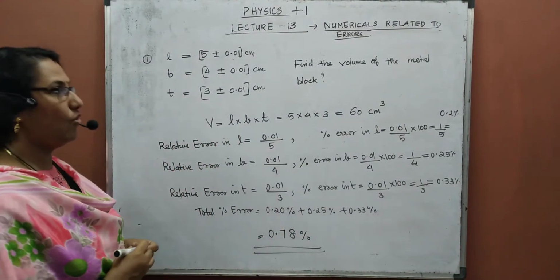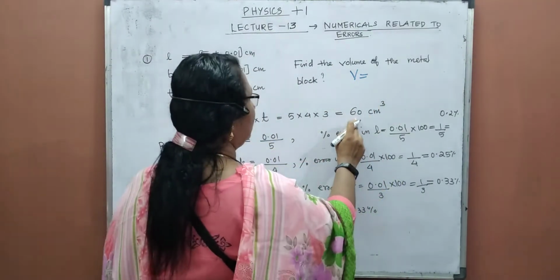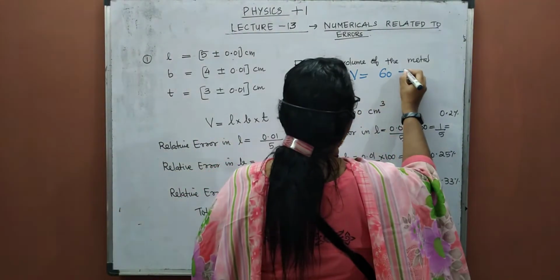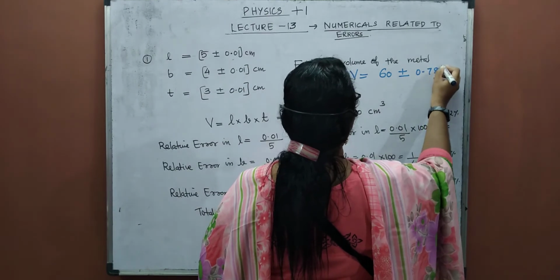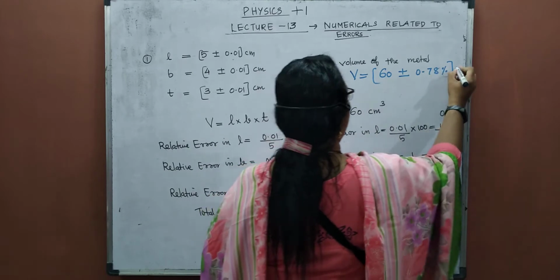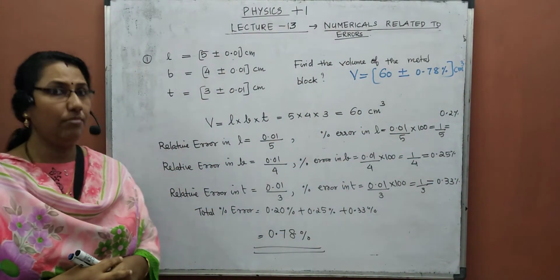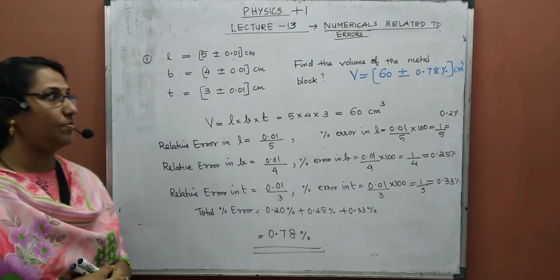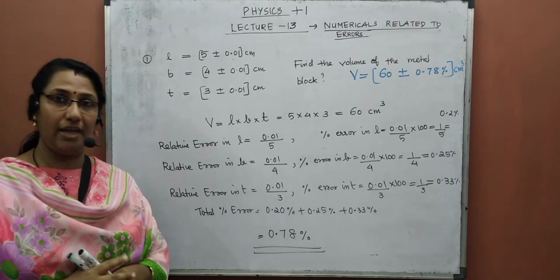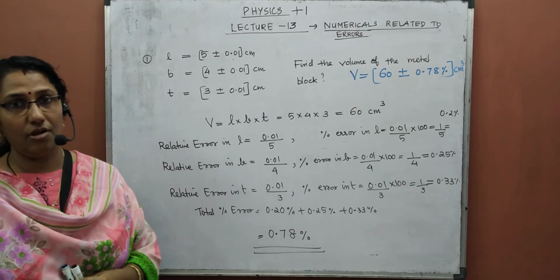So how to take the volume of the metal now? The volume of the metal is taken as the correct value 60, but it has a percentage error of 0.78. So this is the answer. What is the volume of the metal block? 60 plus or minus 0.78 centimeter cube. Is this clear? Surely this is clear. Pause the video and take the notes.